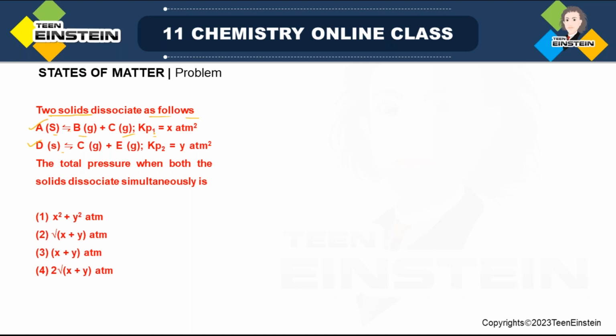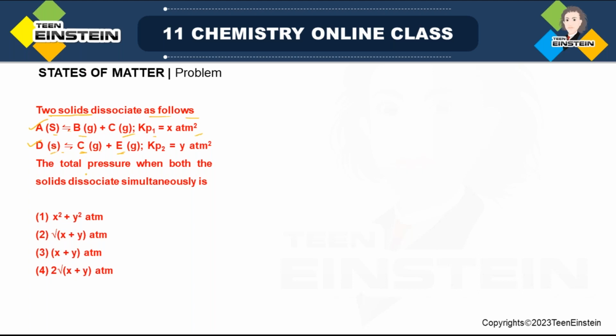Now you may be thinking about whether Kp and Kc have units or not, but regarding that I have a separate discussion, because regarding units, it can be expressed in different ways. Sometimes units are present, sometimes units are not present. So what to do, we will see in detail separately. Right now just focus on the problem, not on the units. So the Kp1 value is X atmosphere squared, and for the second reaction, the same type of reaction, here also from a solid you are getting two different gaseous products, C and E. Here the Kp2 value is given as Y atmosphere squared.